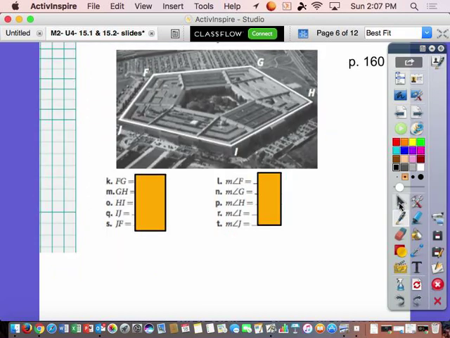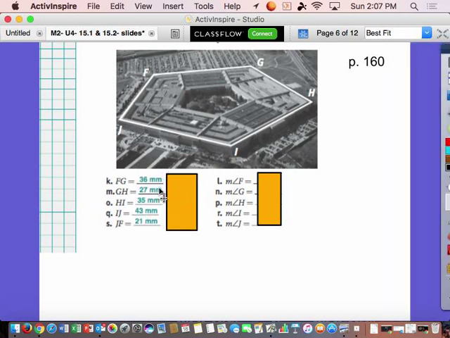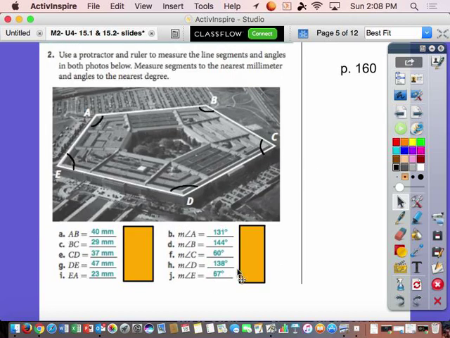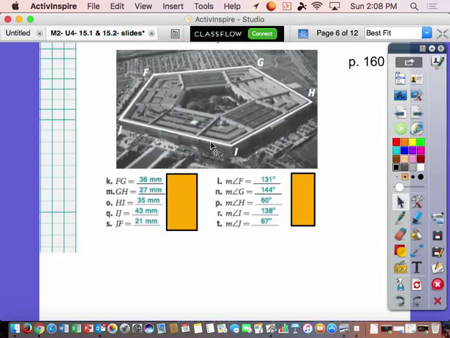I'm on the bottom of page 160 again. And you basically have to do the same thing for this second figure. So it tells you side F to G is 36. G to H is 27. H to I, 35, I to J, 43, J to F is 21, and the angle measurements are there. Listed 131, 144. I'm going to flip back. You can stay on this page because you're on the same page as your book, page 160. But you notice how the angle measurements for this figure and the angle measurements for this figure are the same. That means they are similar.